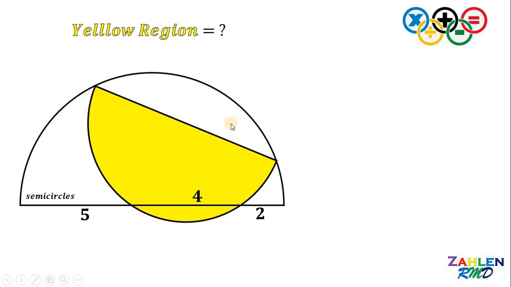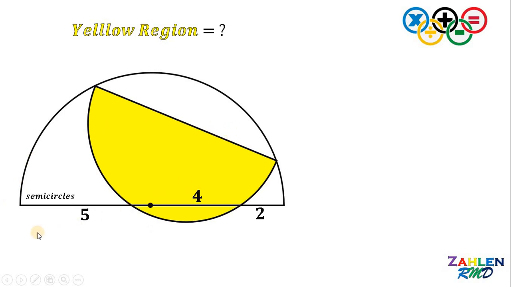Our goal is to find the area of this small semicircle. Therefore, if we get the length of the radius of this small semicircle, then we're done. To answer this question, we're going to consider the center of this big semicircle.